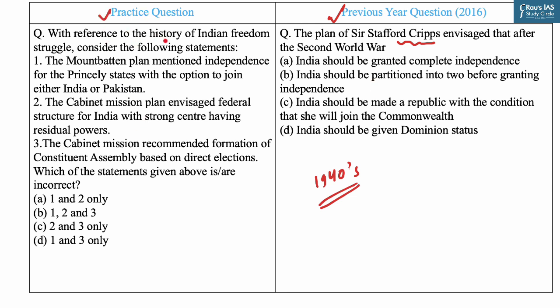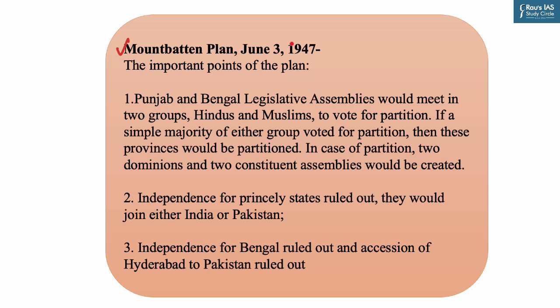Question says, with reference to the history of the Indian freedom struggle, consider the following statements. You have to identify the incorrect statements. Statement 1 says, the Mountbatten Plan mentioned independence for the princely states with the option to join either India or Pakistan. Now this statement is incorrect, as the Mountbatten Plan, which came in the year 1947, had several important declarations. One was related to the Punjab and Bengal legislative assemblies, which would meet in two groups, that is Hindus and Muslims, to vote for partition. The next important point was that independence for princely states was ruled out, and they were given the option to join either India or Pakistan.